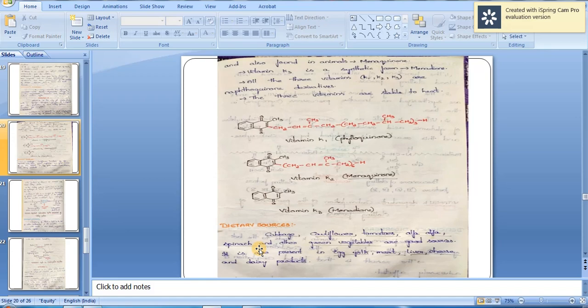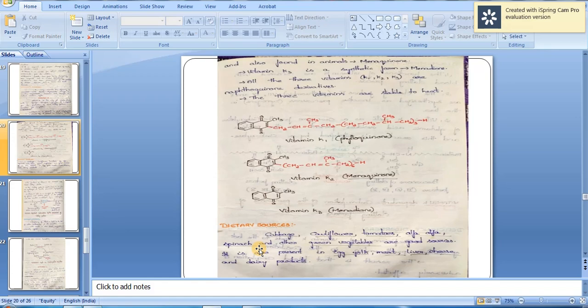Next, dietary sources. Cabbage, cauliflower, tomatoes, alfalfa, spinach and other green vegetables are good sources. It is also present in egg yolk, meat, liver, cheese and dairy products.